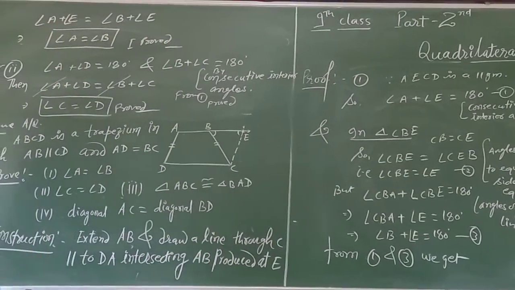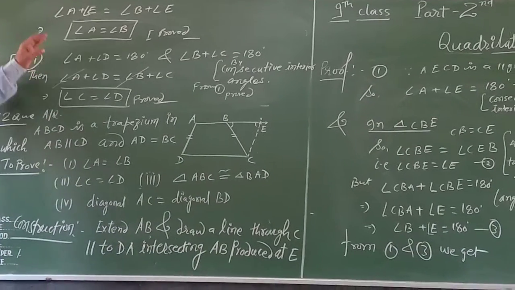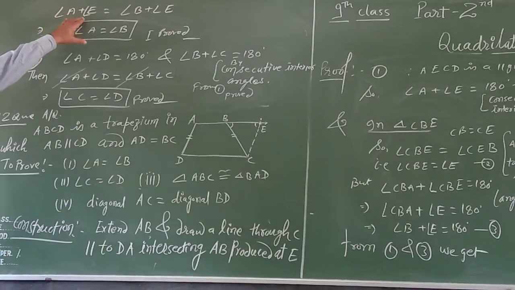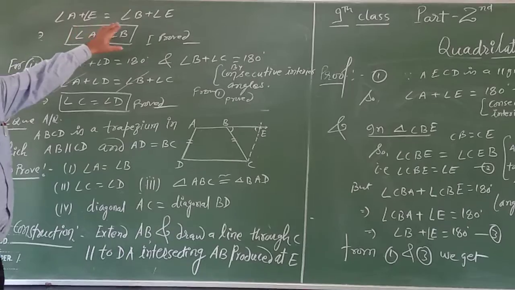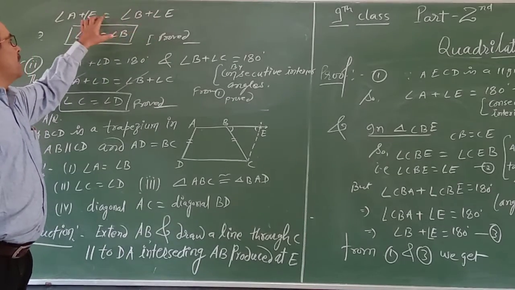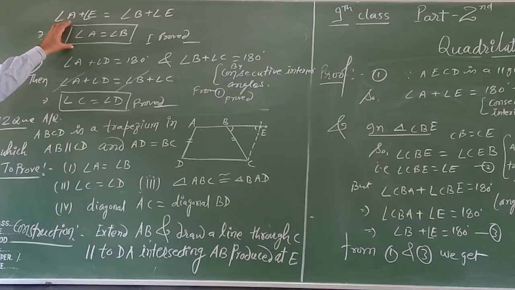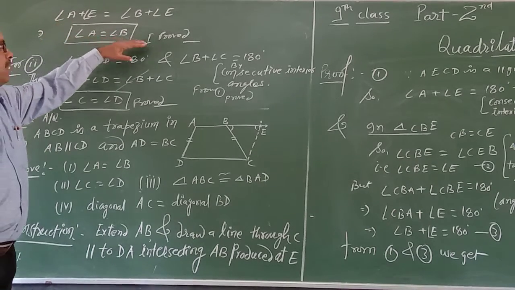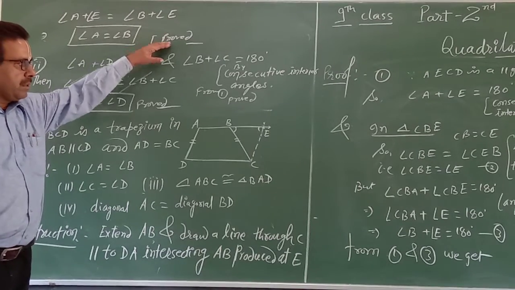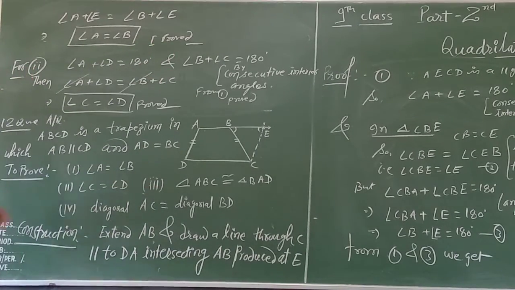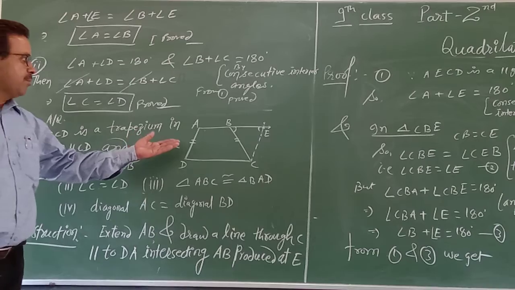So the left sides will also be equal, and hence angle A plus angle E is equal to angle B plus angle E. E will cancel on both sides, and finally we get our first result: angle A is equal to angle B. Hence, the first proof.